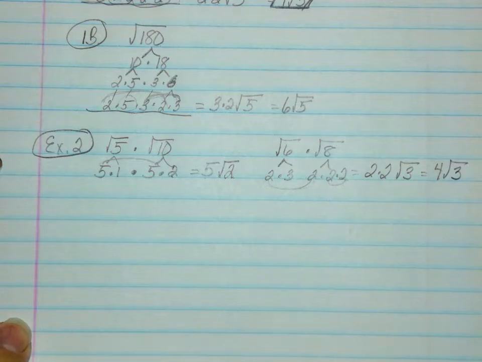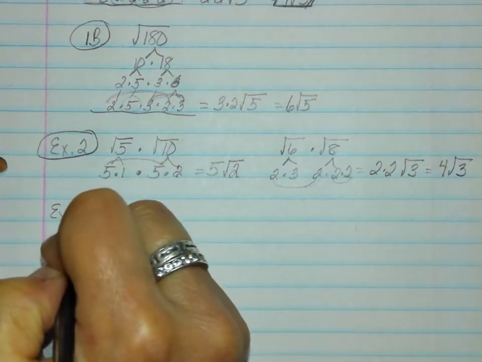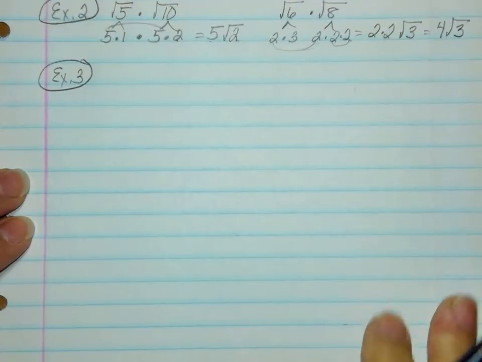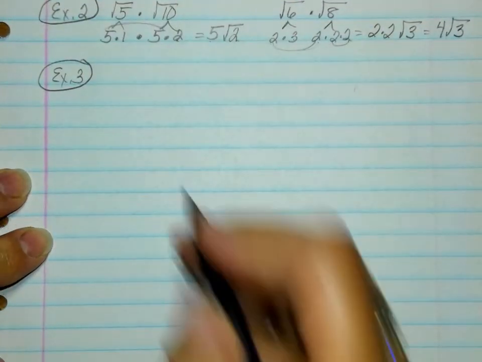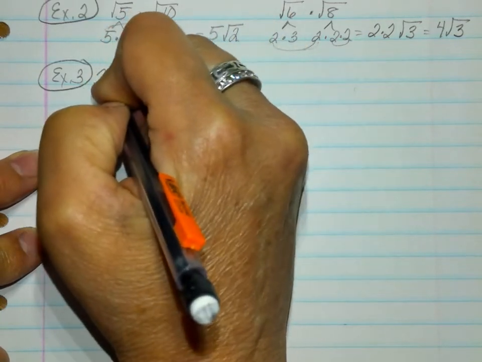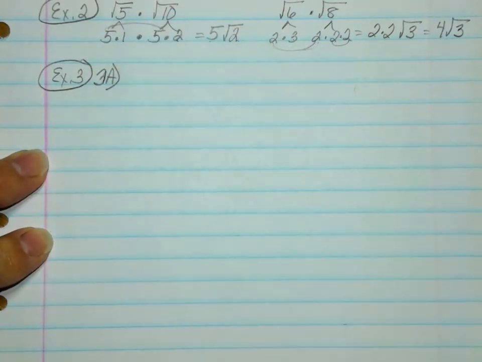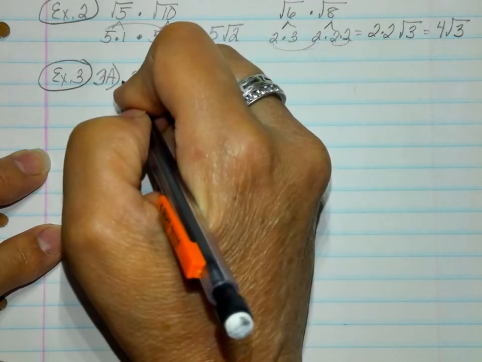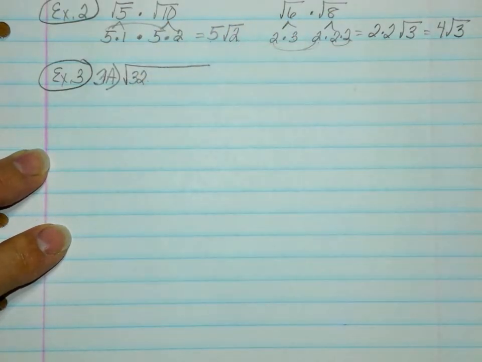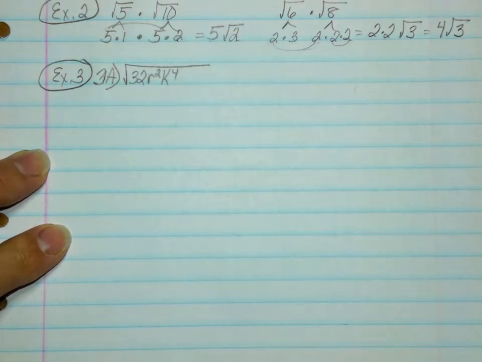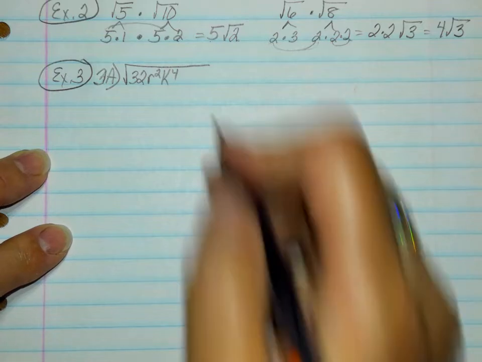All right, now the last one, example 3. Let's do 3A. That is the square root of 32 r squared, k to the 4th, t to the 5th.